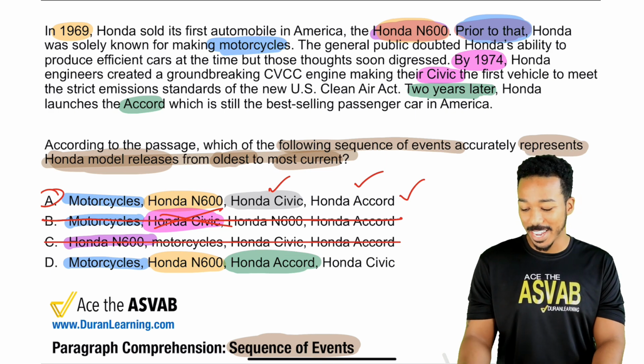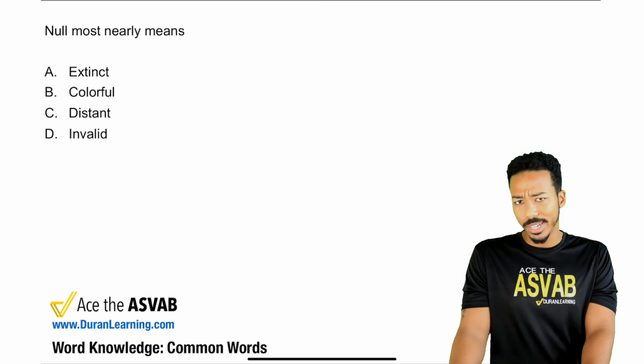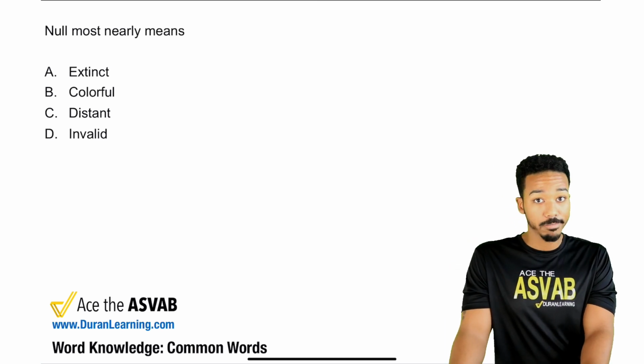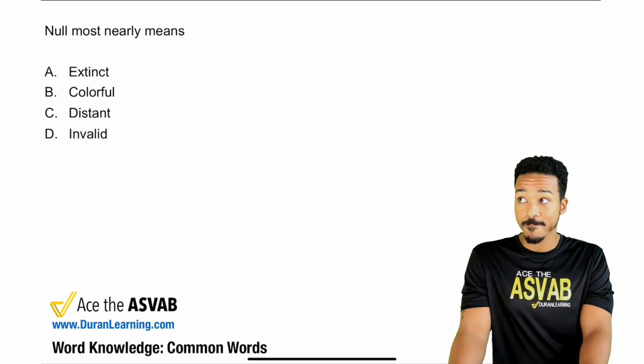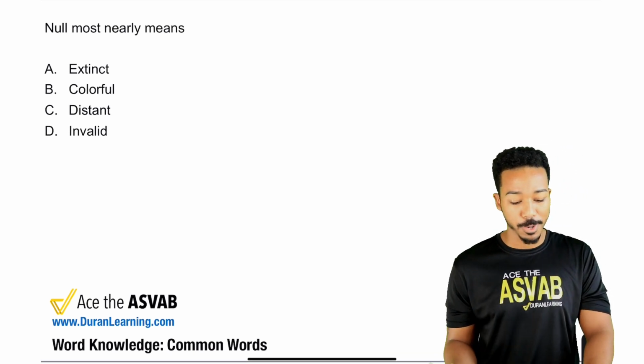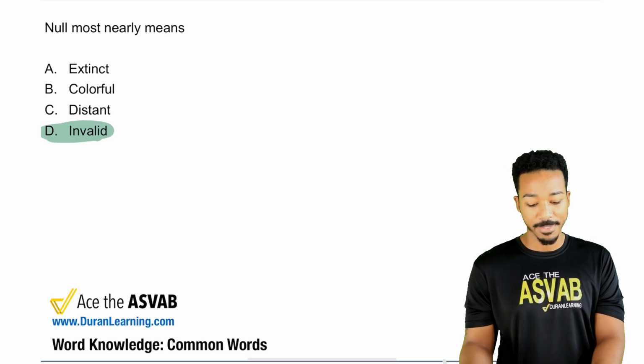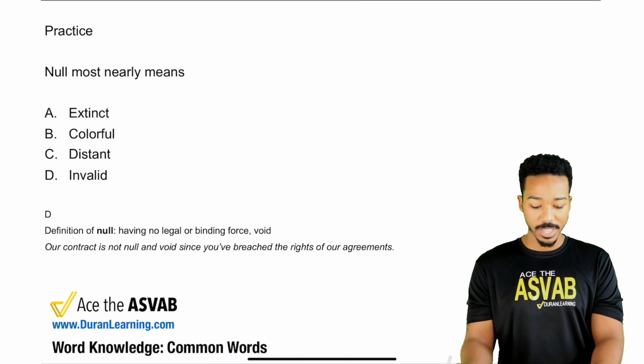So lastly, let's go ahead and hop into word knowledge. So null most nearly means what? Pause the video. I'm going to give you just 2 more seconds here. All right, cool. So the answer here, word knowledge is pretty straightforward. The answer here will be D, invalid.